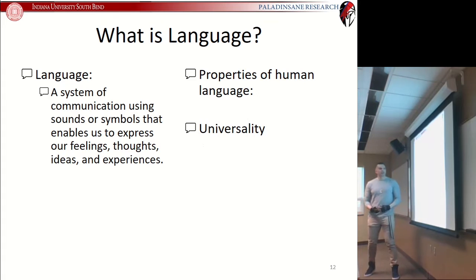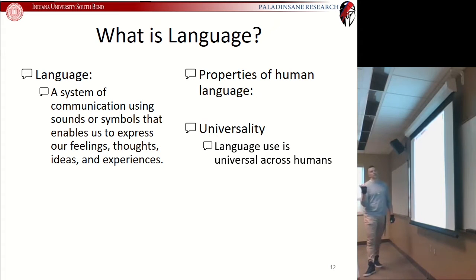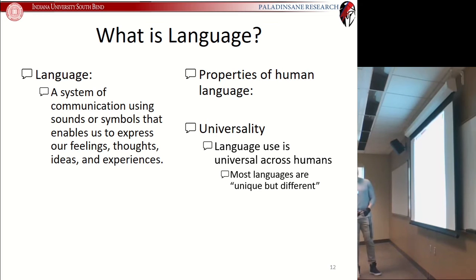Next one, universality. Universality is the idea, the property, that language use is universal across humans. We have never encountered a culture of humans that does not use some form of language. There are tons of different languages, but it is universal. We've never come across, again, a society where language is not used. So in this case, the phrase is they're unique but different. So there is this universality, but it does have a certain uniqueness to each language. There are differences between them.